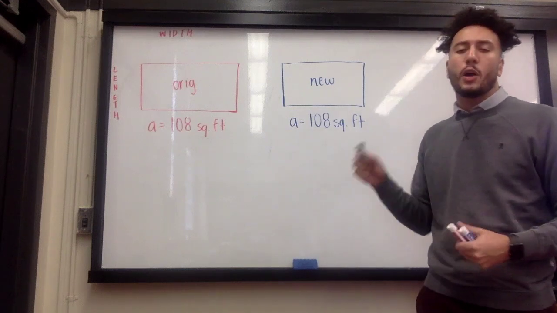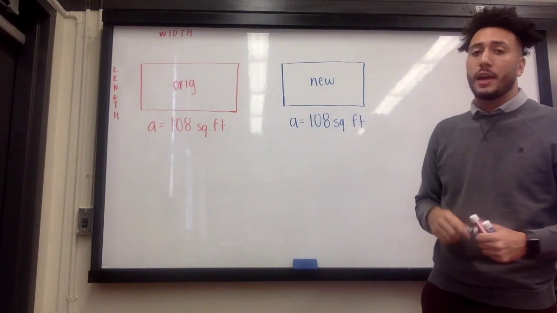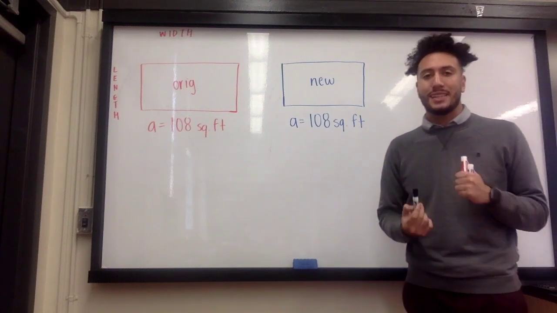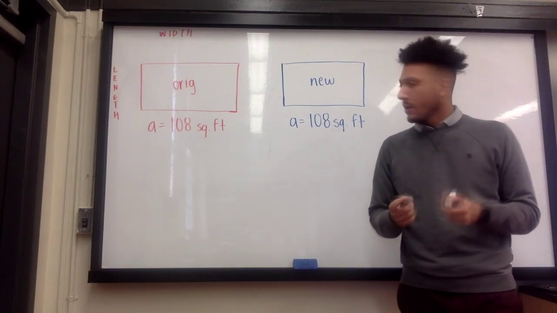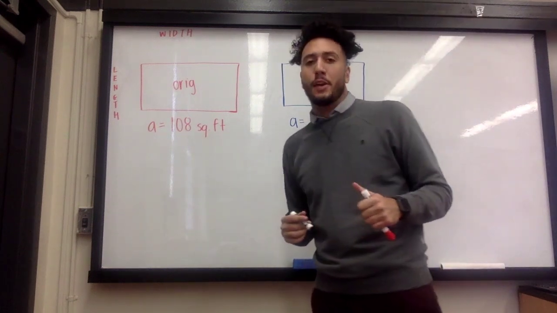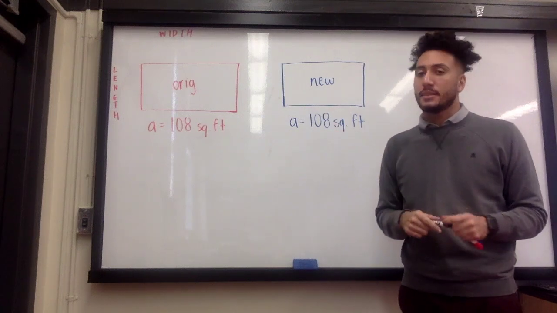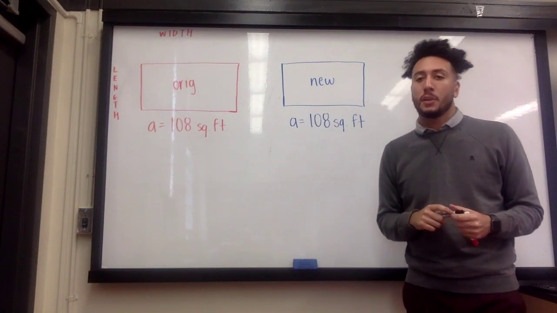Today we're going to talk about question 4 in our Unit 2 sample problems packet regarding a length and a width that are being increased and decreased by different amounts. Here we have the example where the original rug was an area of 108 square feet, and the new rug still maintains the same area, although it has different dimensions.